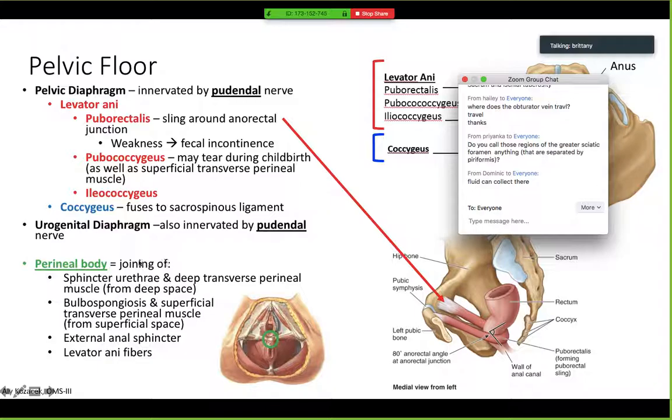So if I were to write a multiple choice question, asking, what contributes to the perineal body, I would probably throw this muscle right here as an answer choice, and that would be incorrect. So ischiocavernosus, that would be wrong. So make sure you know what's forming the perineal body. That's one way they could kind of trick you.